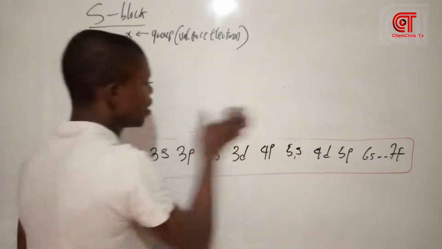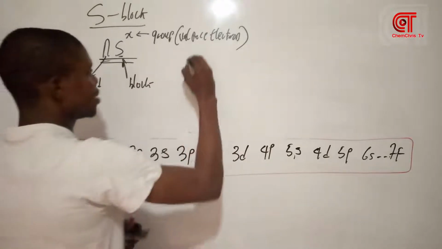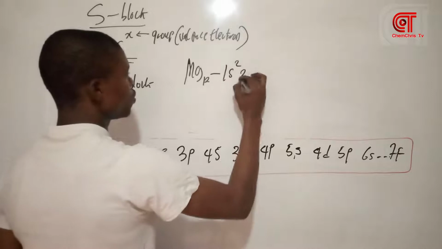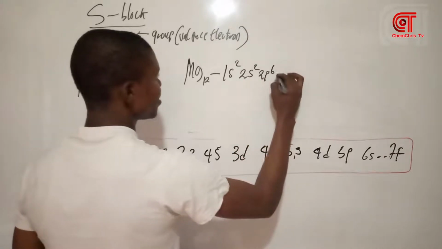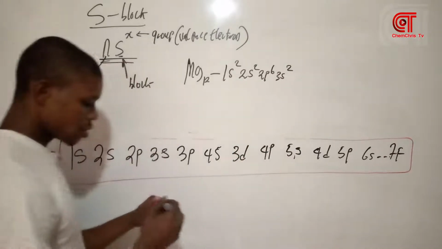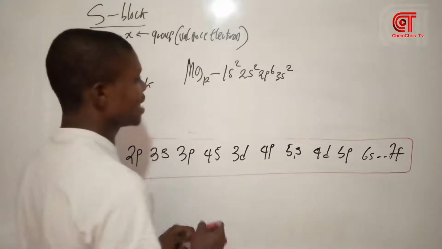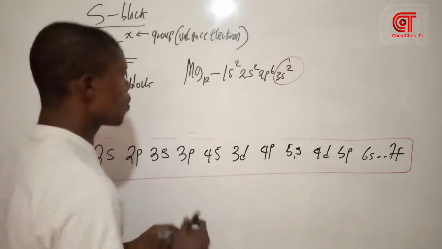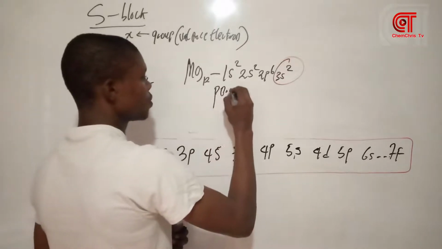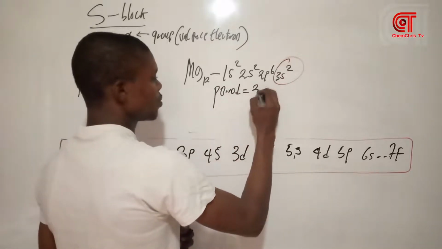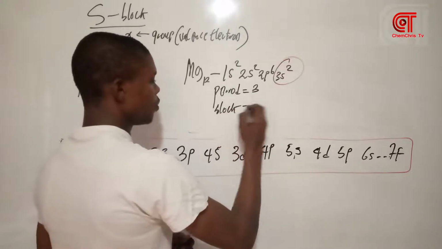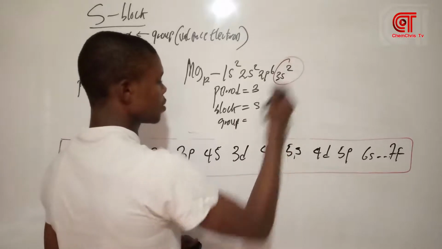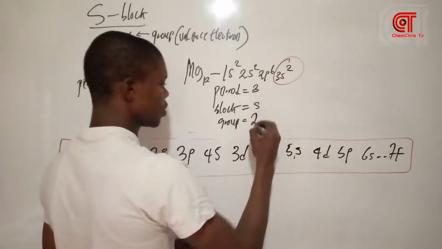Now let's take magnesium. Magnesium is 12, right? So we're going to have 1s2, 2s2, 2p6, 3s2, right? What's my highest energy level? My highest energy level is this guy here, 3s2, right? So what was my period? Period 3, block s, group. Here we have group 2.